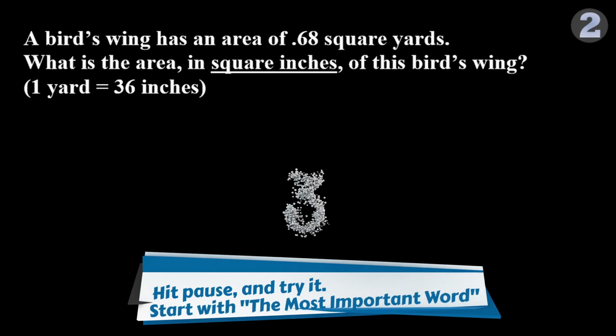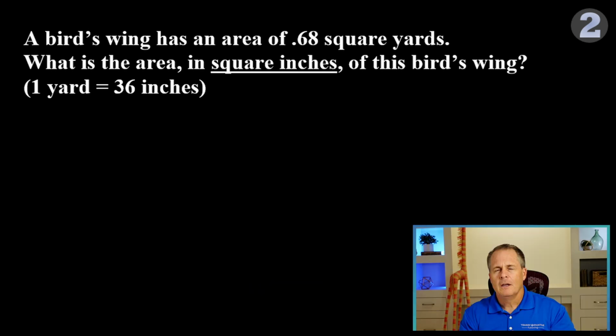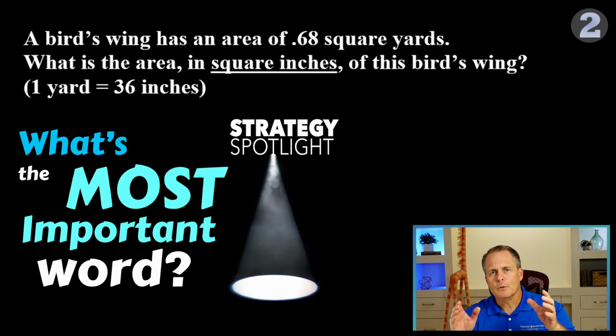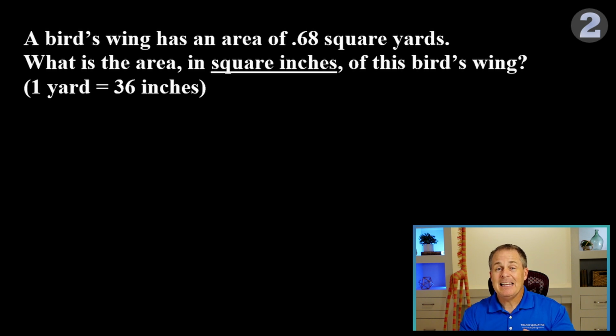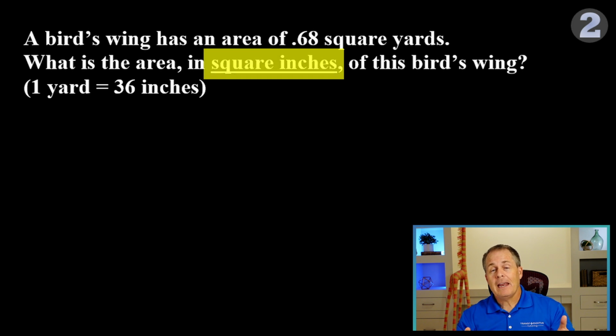Tap pause to try problem 2. Again, we start with the most important word. In this case, the SAT actually underlined it for you. Whenever that happens, that is always the most important word. All eyes on the underlined stuff.